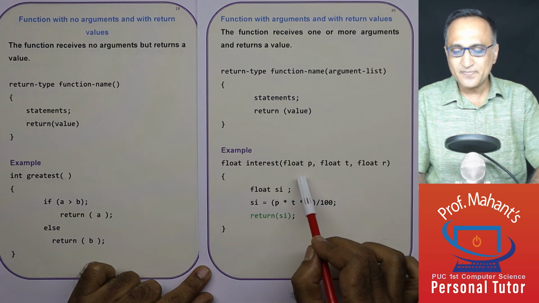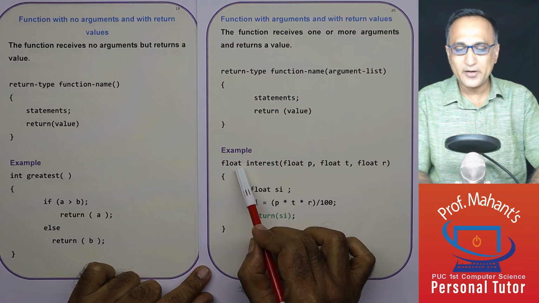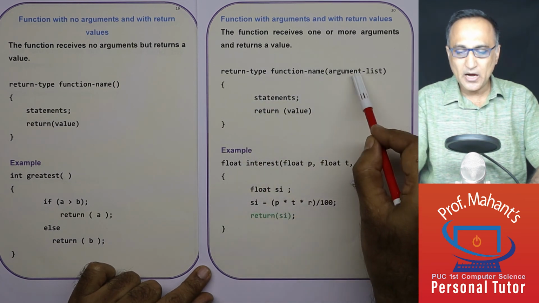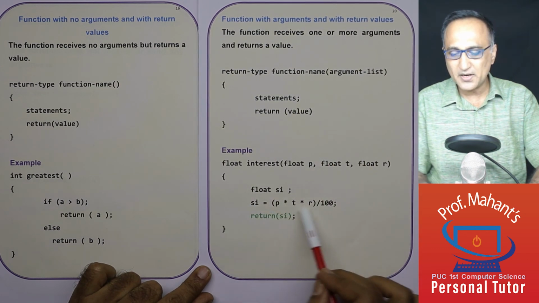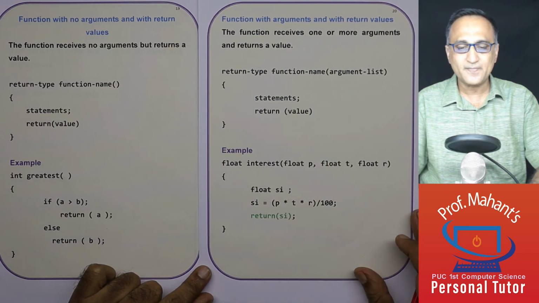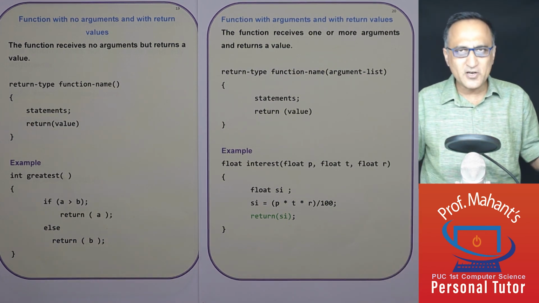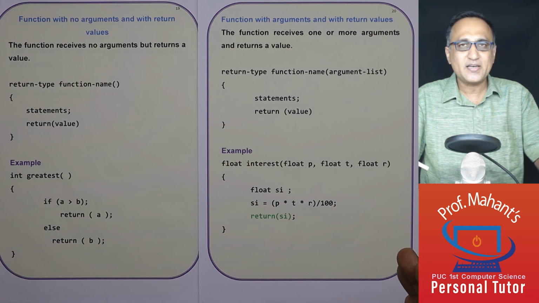So this function receives one or more arguments and definitely returns a value. Return type float, function name interest, argument list all these p, t and r. Statements are all these particular fellows, and then you have the return value. So these are the different combinations of functions we shall be writing programs with. Each function we write will belong to one of these four groups which we just ran through or took a glance at.